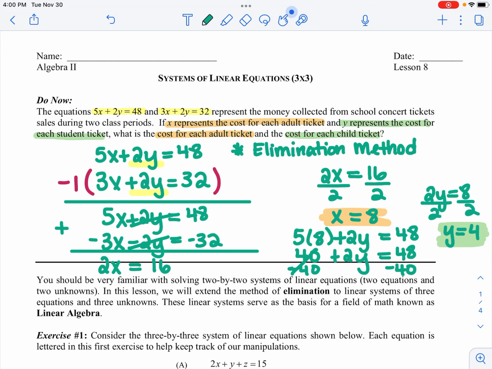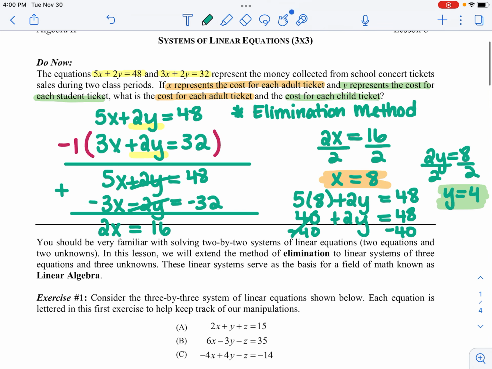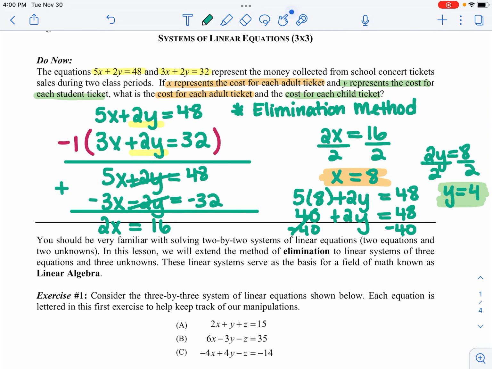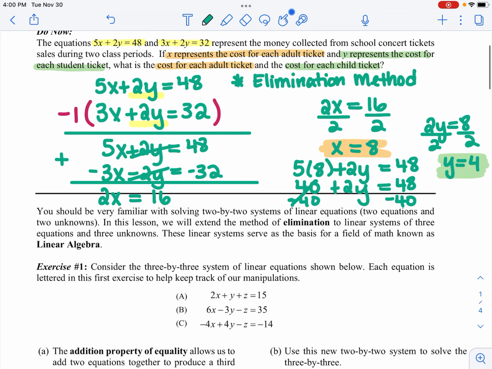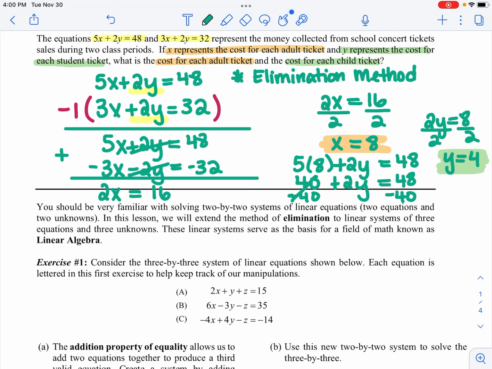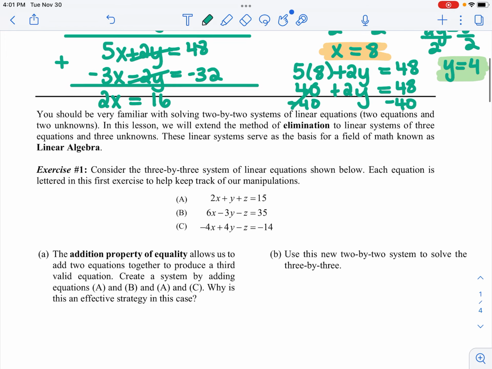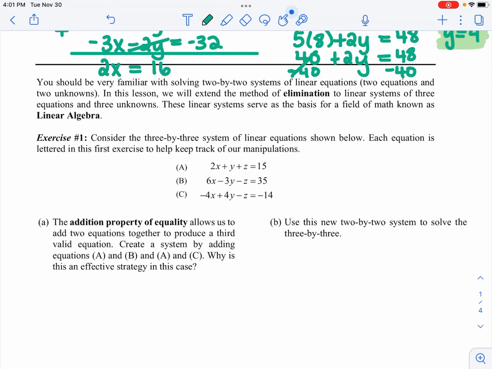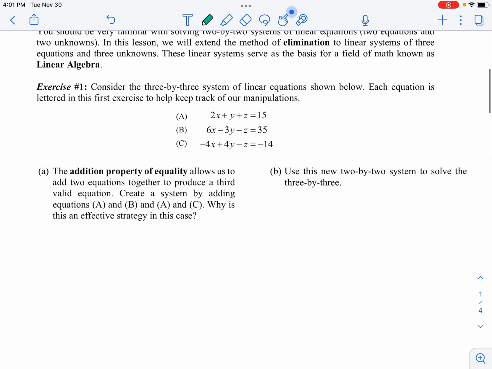Now, this method of elimination is what we will be relying on today, but we're going to be looking at a set of equations where we have 3 linear equations as opposed to 2. So reviewing the elimination method is going to help us today. You're going to see that we use this method more than one time in the problems we look at today. These types of linear systems serve as a basis for the field of math known as linear algebra. We're going to be looking at 3 by 3 systems of linear equations.